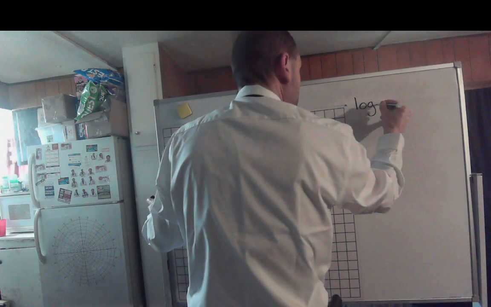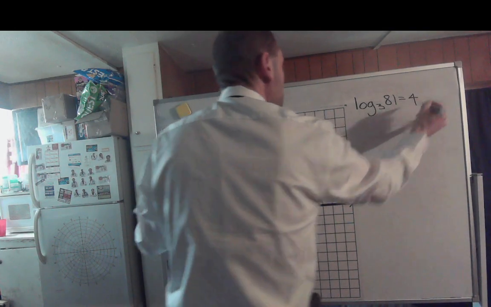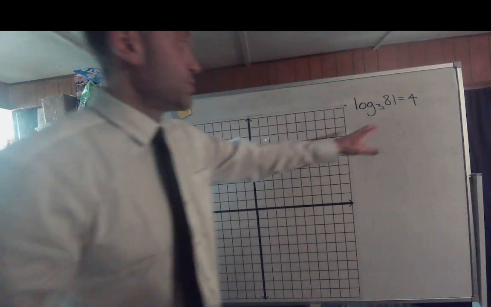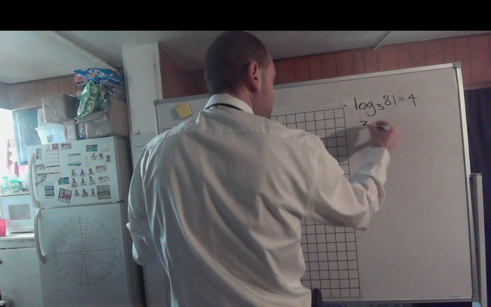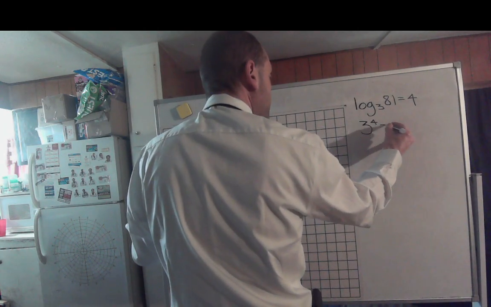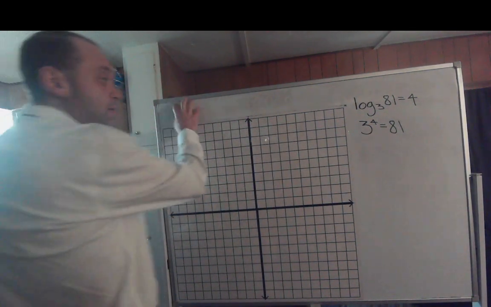We also have log base 3 of 81 equals 4. This is the exact same as saying that 3 to the fourth is equal to 81. They mean the same thing.